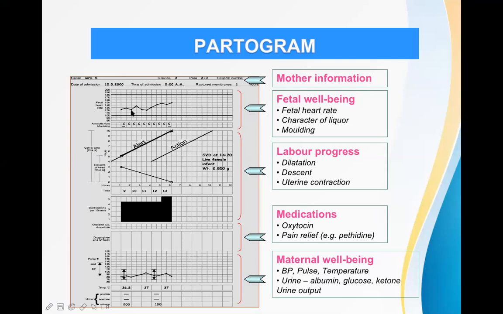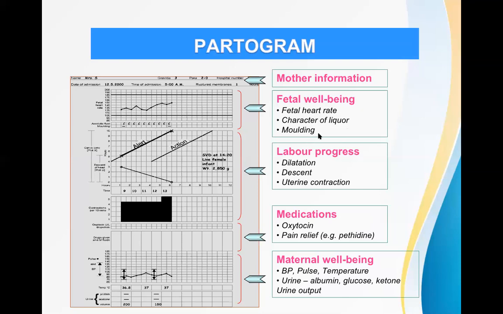This is the fetal heart rate. See this? They have nicely taken the fetal heart rate, and then one graph is made there. So what is the fetal heart rate? We count it and record it here. What is the character of the liquor? Is it normal color or not? Normal color means we are fine with that. If it is meconium stained, that means the baby or the fetus is hypoxic inside the uterus. It is already in trouble.